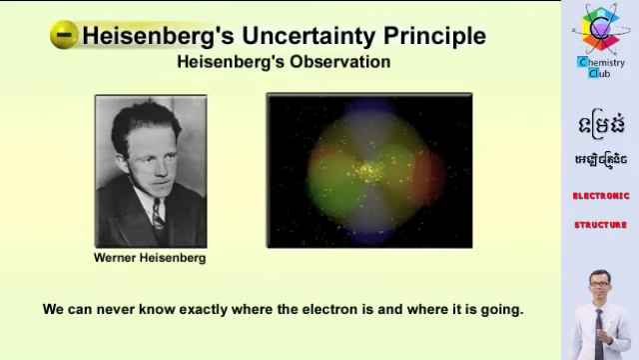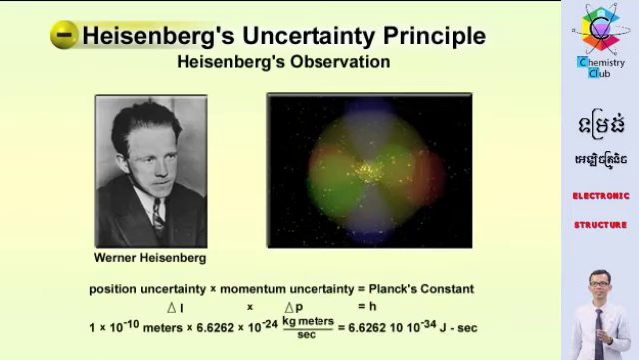This inability to pinpoint the electron is a result of an observation by Werner Heisenberg that it is impossible to know exactly both where an electron is, its location, and where it is going, its momentum, at any given time. His observation is called the Heisenberg uncertainty principle, and its mathematical formulation states that the product of the uncertainty in knowing the location and the uncertainty in knowing the momentum equals, somewhat surprisingly, our old friend, Planck's constant.